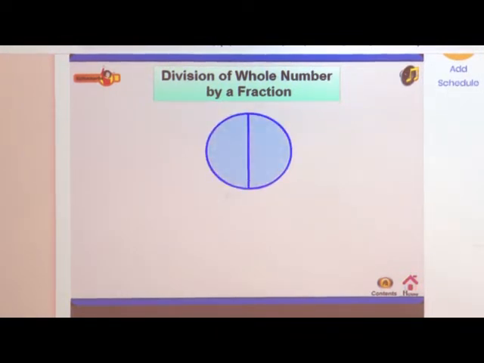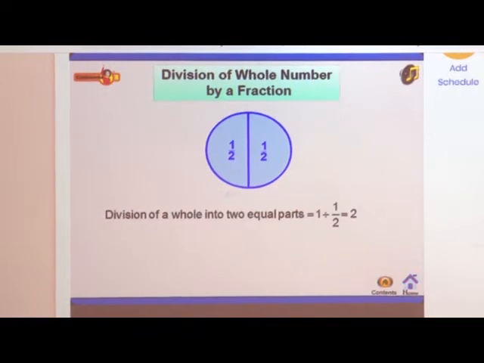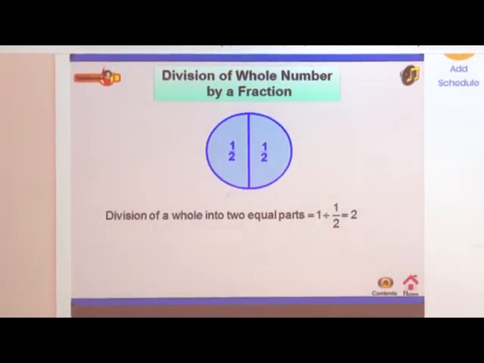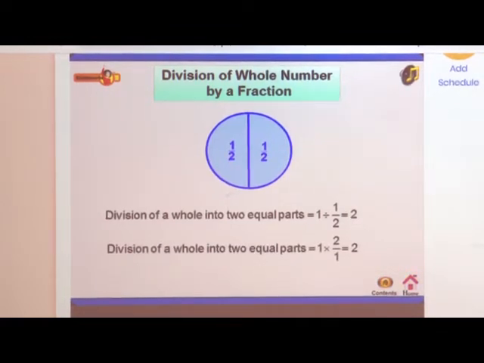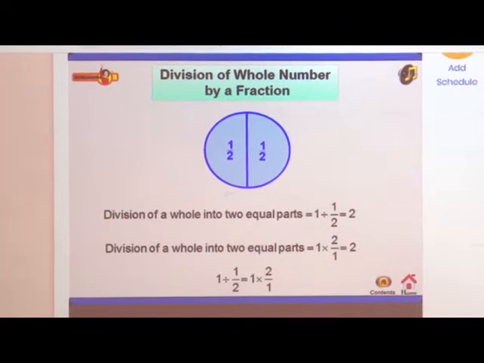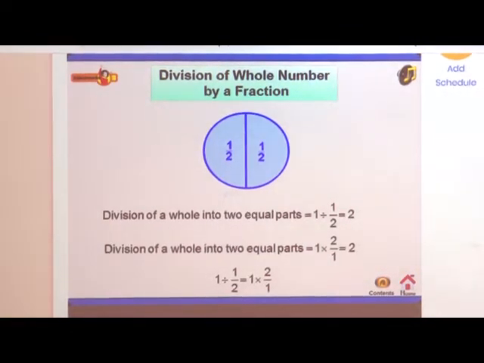Observe. The whole part of a circle is divided into two equal parts. We can write it as 1 divided by 1 upon 2, which gives the result as 2. Thus, there are two half parts of a whole. Also, if we write it as 1 multiplied by 2 upon 1, it gives the same result. Thus, 1 divided by 1 upon 2 is equal to 1 multiplied by 2 upon 1.